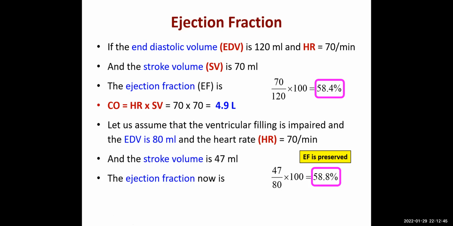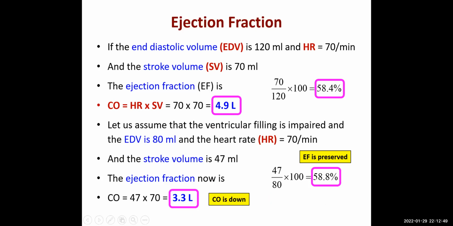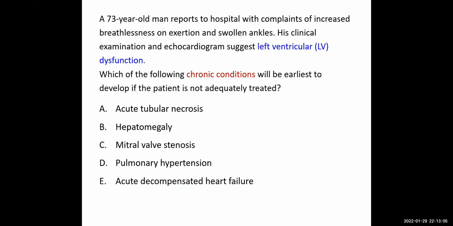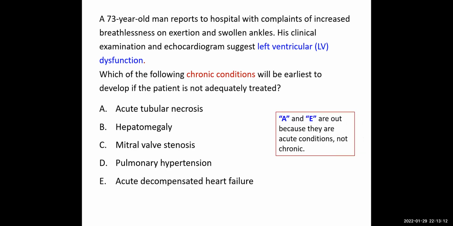But if you calculate the cardiac output, it is 47 into 70, now 3.3 liters, as opposed to 4.9 liters over here. So cardiac output is down, and you know that heart failure is a syndrome of low cardiac output, which has certain clinical manifestations that we saw previously, right? And this is the question that we have already seen yesterday. So I will just go through it.